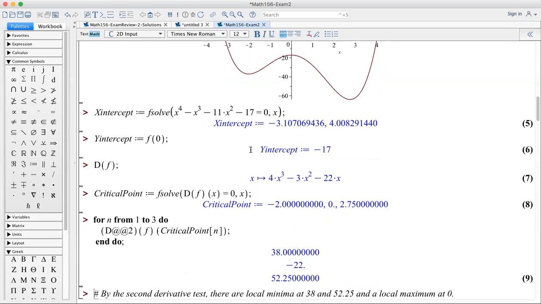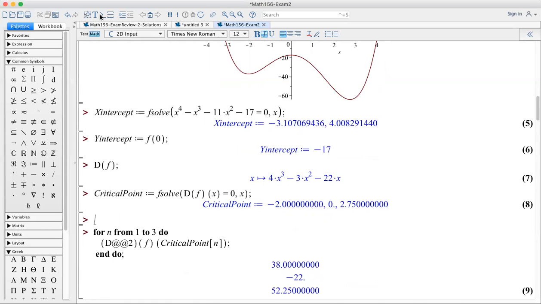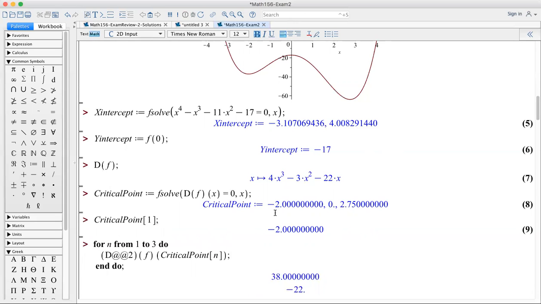And if you evaluate the second derivative at each of these points, you see there are 3 numbers that show up. And they're labeled as follows. If I write critical point, square bracket 1, I get the first of them. If I write critical point square bracket 2, I get the second. If I type critical point square bracket 3, I get the third.